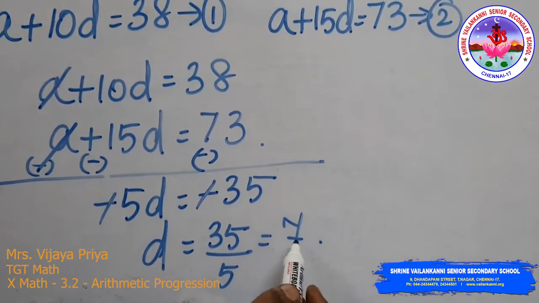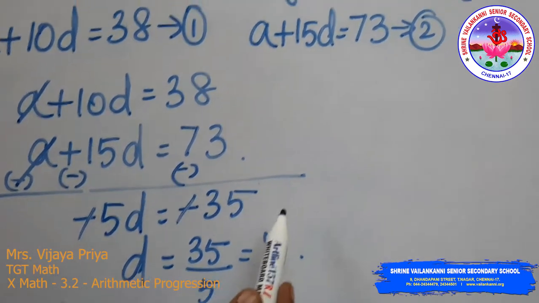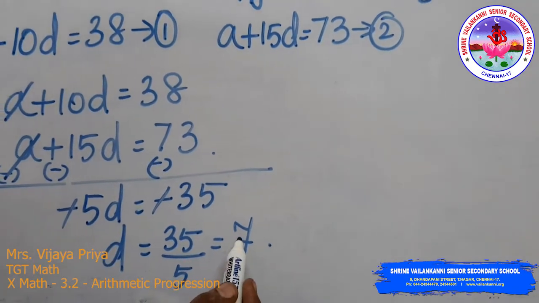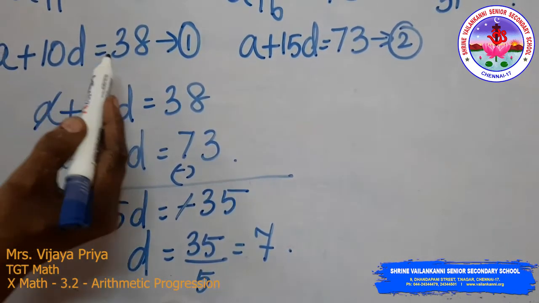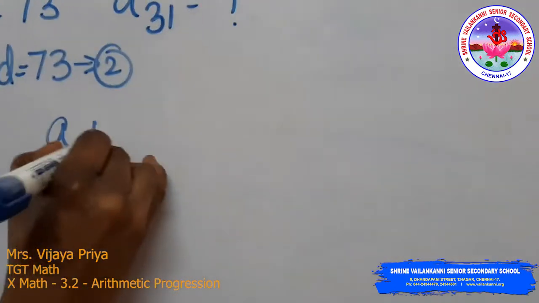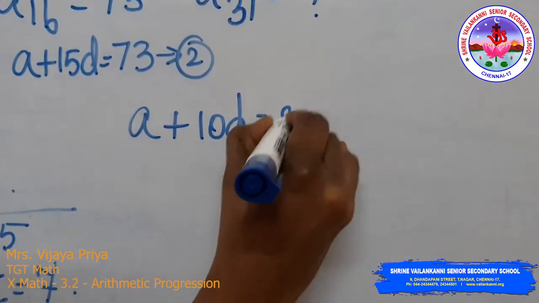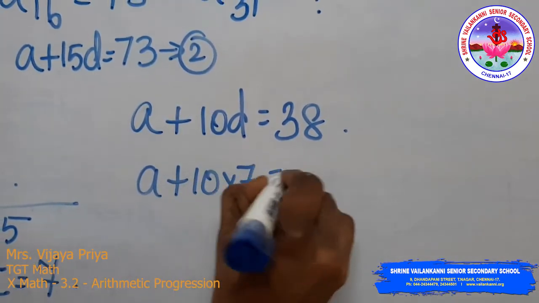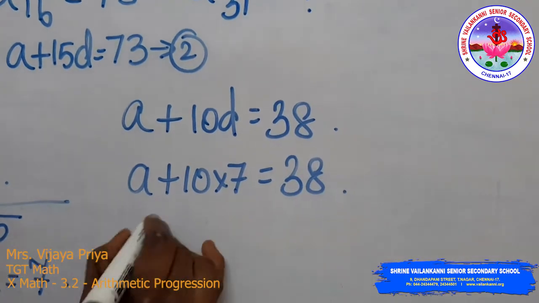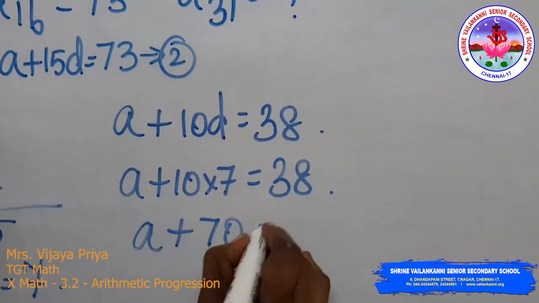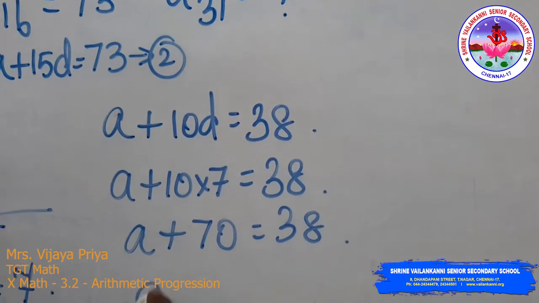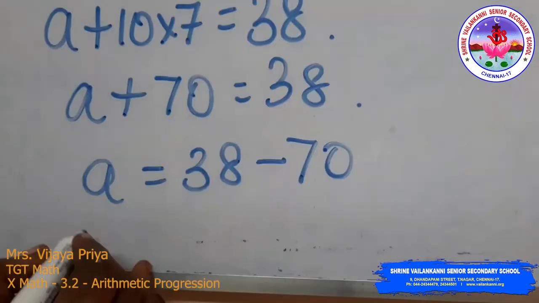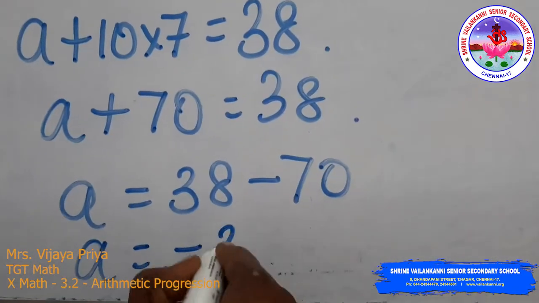Now our motto is to find A31. So for A31, we need to find the a value. Substituting the d value equal to 7 in equation 1, you will get a plus 10d is equal to 38. A plus 10 into 7 is equal to 38. A plus 70 is equal to 38. A is equal to 38 minus 70. So we get the a value as minus 32.